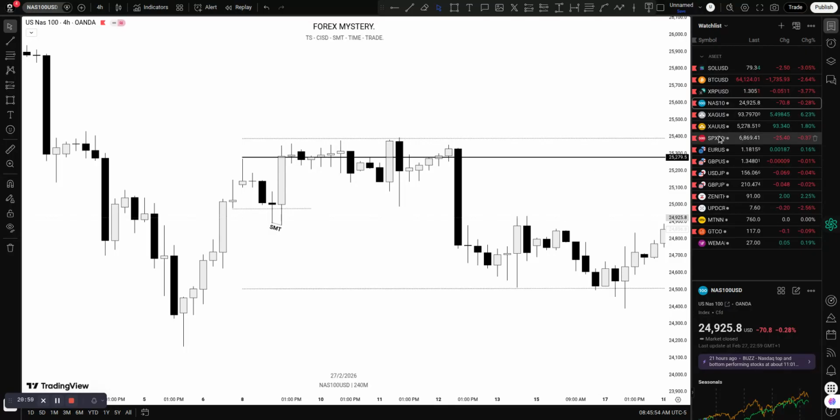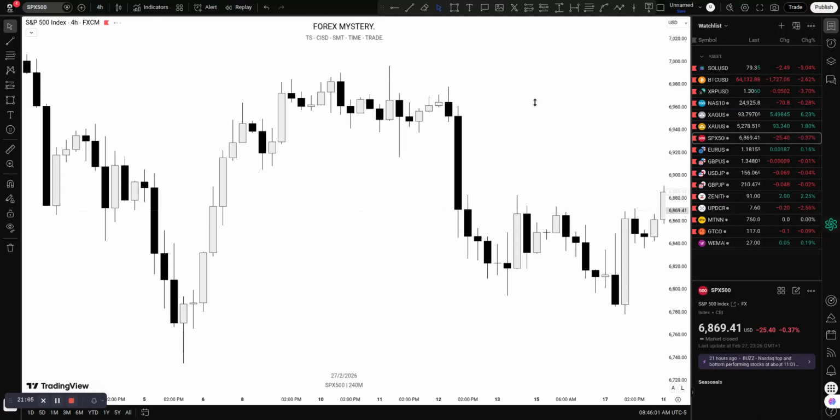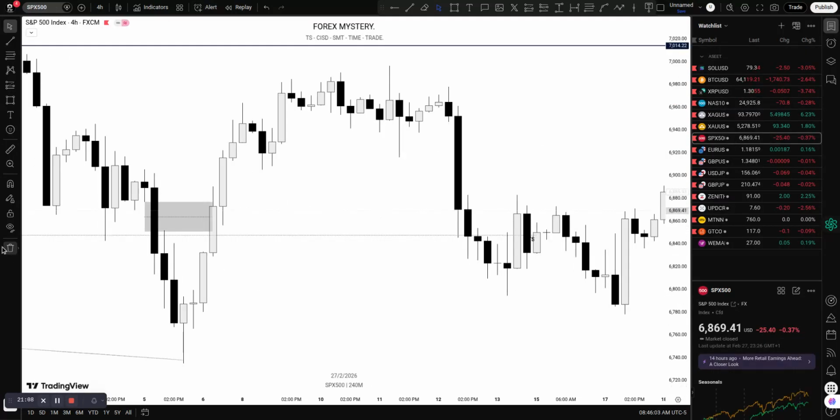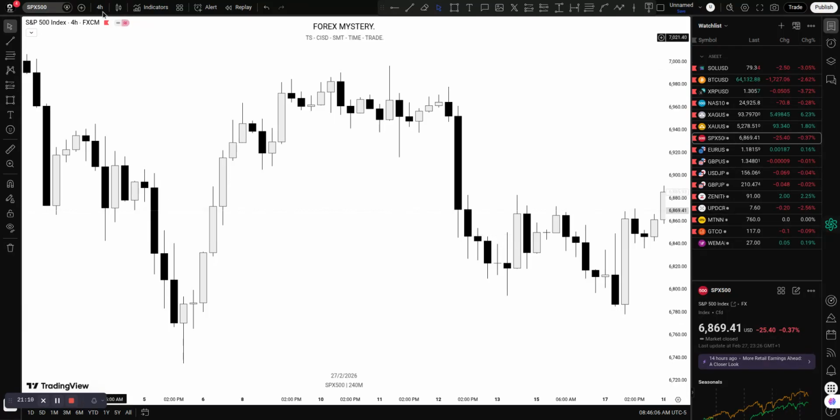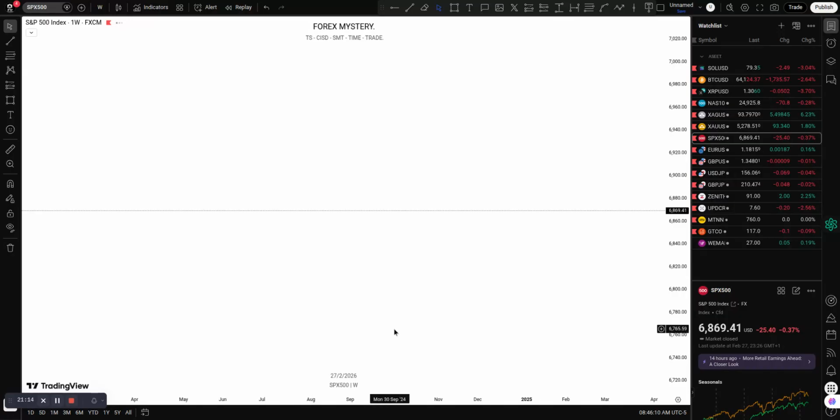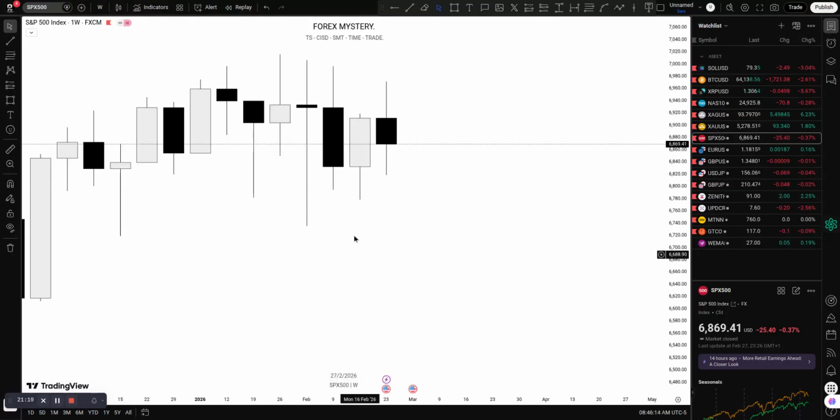So now, pairing of pairs, you can pair it with the US 30 and S&P 500. Let's look at S&P 500 on a weekly. Okay, this was the weekly time frame. Number one, weekly, we had this. Somebody can still take this as buy side.